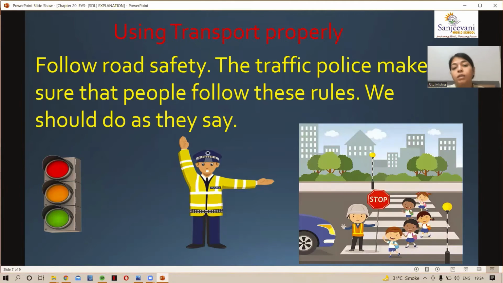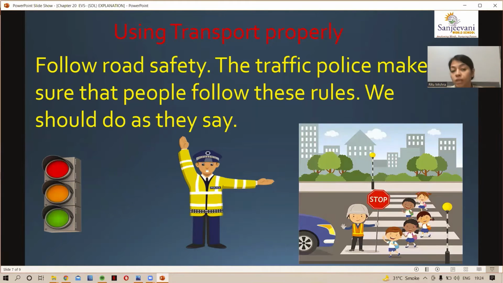The next is using transport properly. So children, sometimes it happens we are using public transport. Public transport means if you are traveling by a train or by a bus. So while using any mode of transport, we should use them properly.